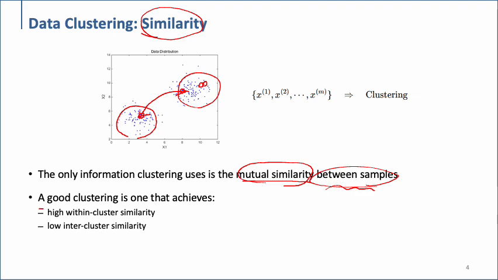A good clustering is one that achieves high within-cluster similarity, but at the same time low intercluster similarity. That means within clusters, the data should share high similarity, but for two data samples from different clusters, they should share low similarity.